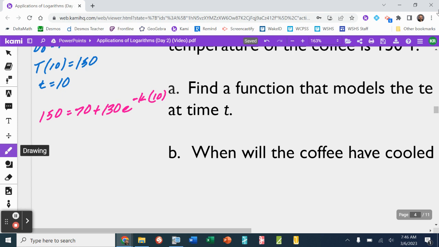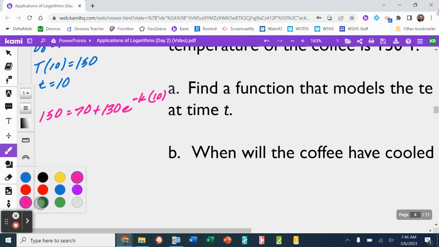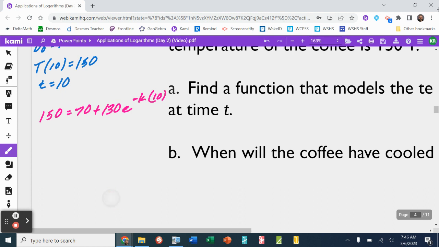To solve, what I would do is first I would subtract 70 because I can't add the 70 to the 130 because the 130 is being multiplied. And order of operations says that that multiplication has to come first. So I'm going to subtract 70 from both sides. And that will leave us with 80 is equal to 130 times Euler's number. And I'm going to go ahead and rewrite this because k and 10 are being multiplied. So I'm going to write it as negative 10k.